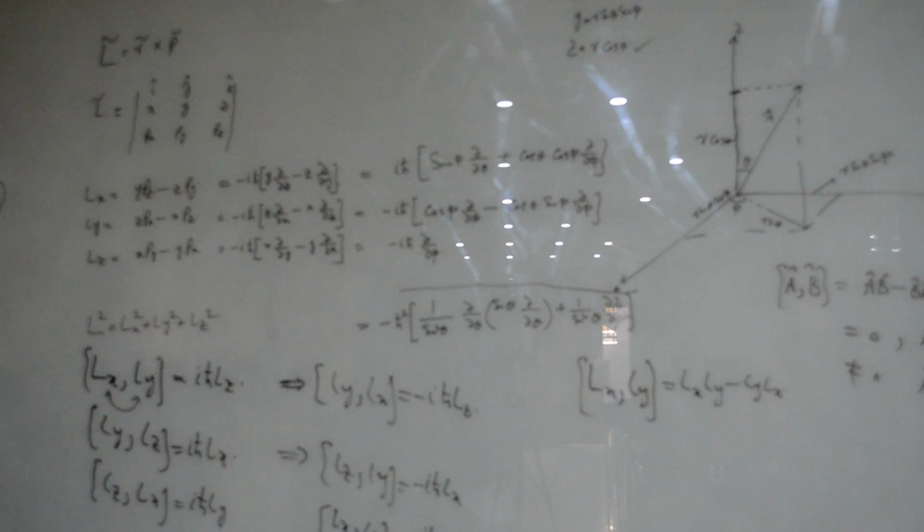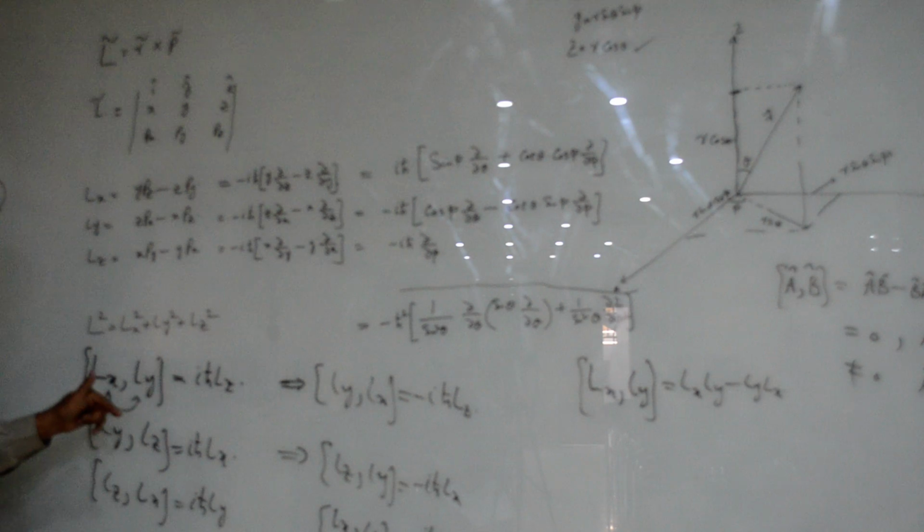However, when A and B do not commute and the answer is non-zero, then it means that there is uncertainty in them. There is uncertainty in them, and look here, Lx and Ly do not commute. It means that if you are measuring the x and y components of angular momentum of a particle, then they cannot be measured with the same level of accuracy.